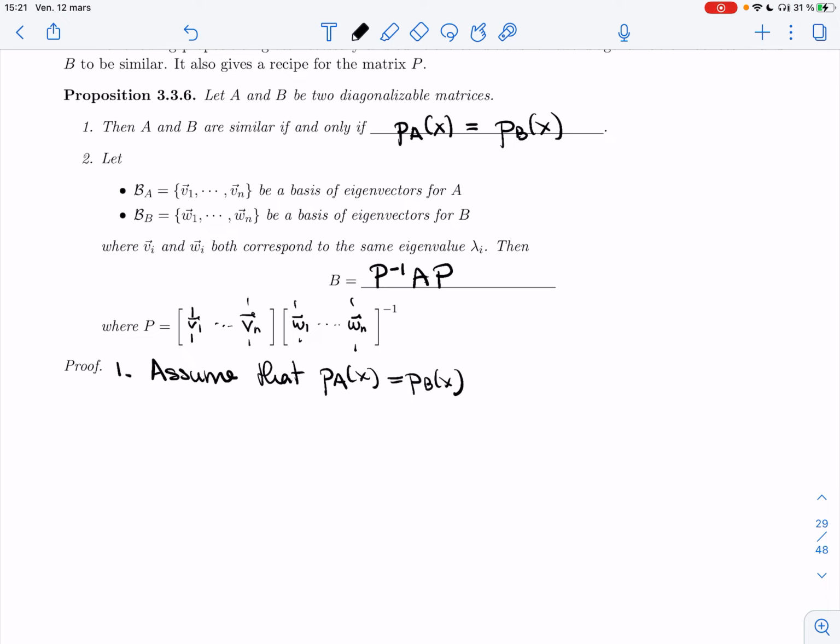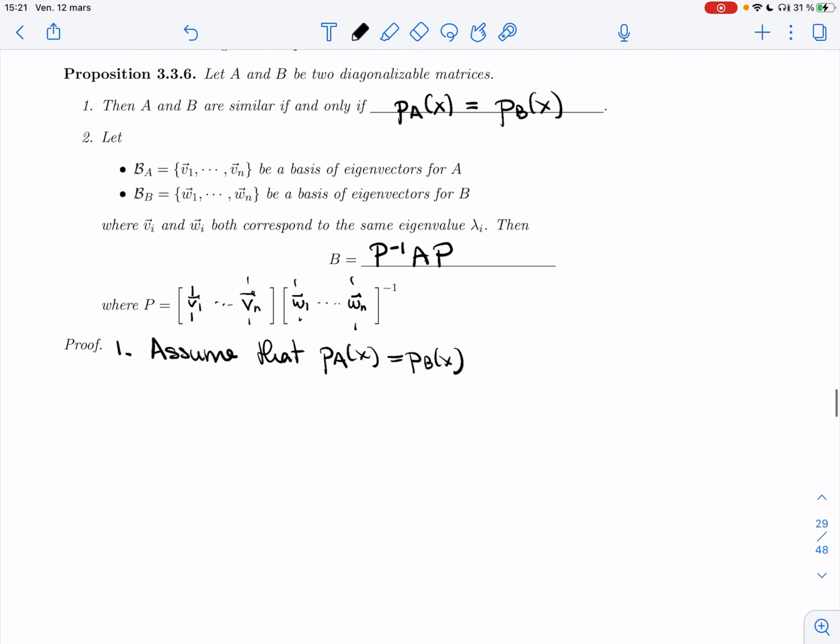And so those characteristic polynomials factor in the same way. And so that means A and B have the same eigenvalues, but more than that, the algebraic multiplicity is the same as well, since the polynomial is the same.